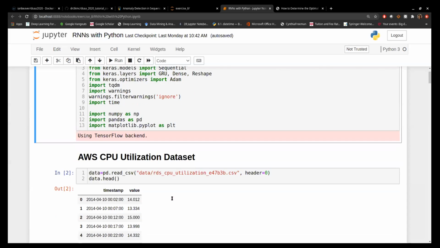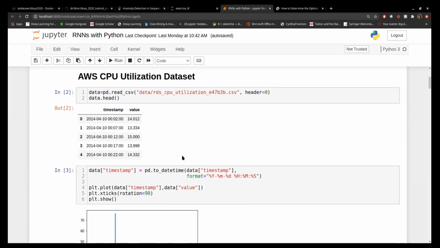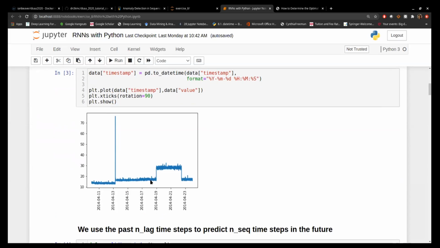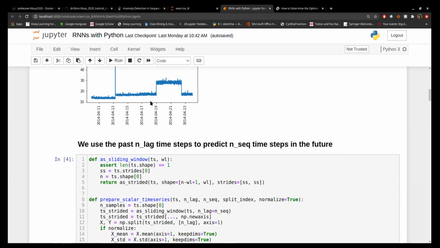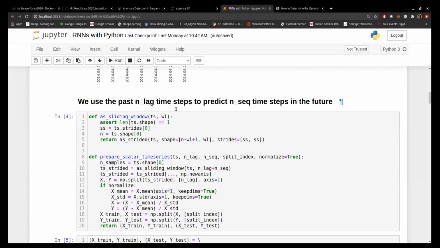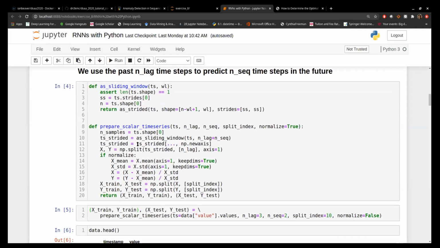Here I'm going to load a data set we have seen before that has concept drift. We've seen this one before, right? When we used the Bayesian concept drift detection library. I'm going to plot the data set, and now we need to determine our N lag and N sequence, right? Given a window of N lag many time steps in the past, an RNN can be trained to predict a window of N sequence time steps in the future. And we're going to prepare our data for that kind of structure using these functions here, which will output our training and test sets.